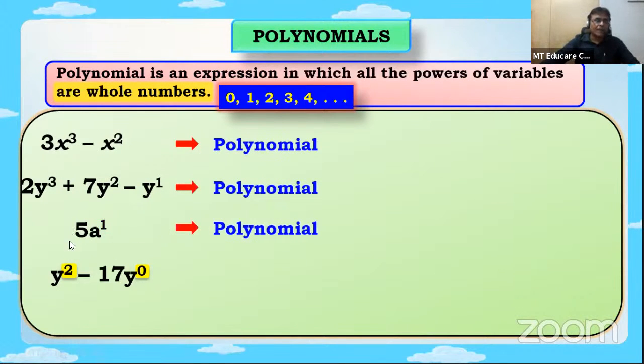Now again you will help me. Power is 2, power is 0. Now tell me whether 2 and 0 are coming in the whole numbers. Yes, 2 and 0 both are whole numbers. So the last one is also a polynomial.